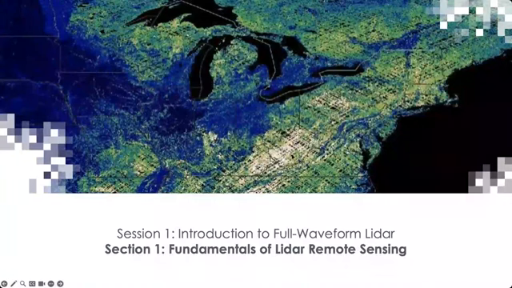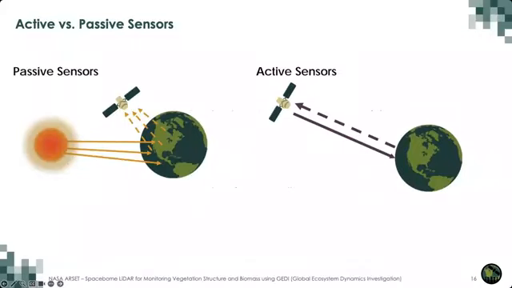All right, let's dive into section 1, which focuses on the fundamentals of LiDAR remote sensing. Remote sensing systems can be classified into 2 fundamental categories: passive and active sensors. Passive sensors detect natural electromagnetic radiation reflected or emitted from Earth's surface, such as sunlight reflected from vegetation or thermal radiation from the ground. Examples include optical satellites like Landsat and thermal infrared sensors. In contrast, active sensors generate their own electromagnetic energy and measure the signal returned from the target.